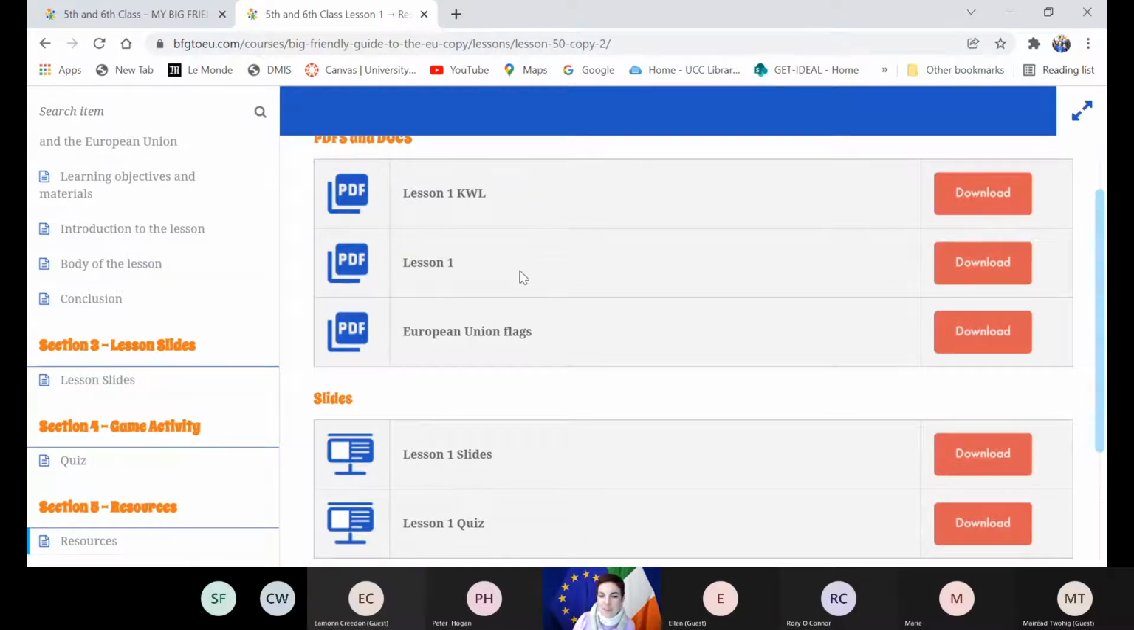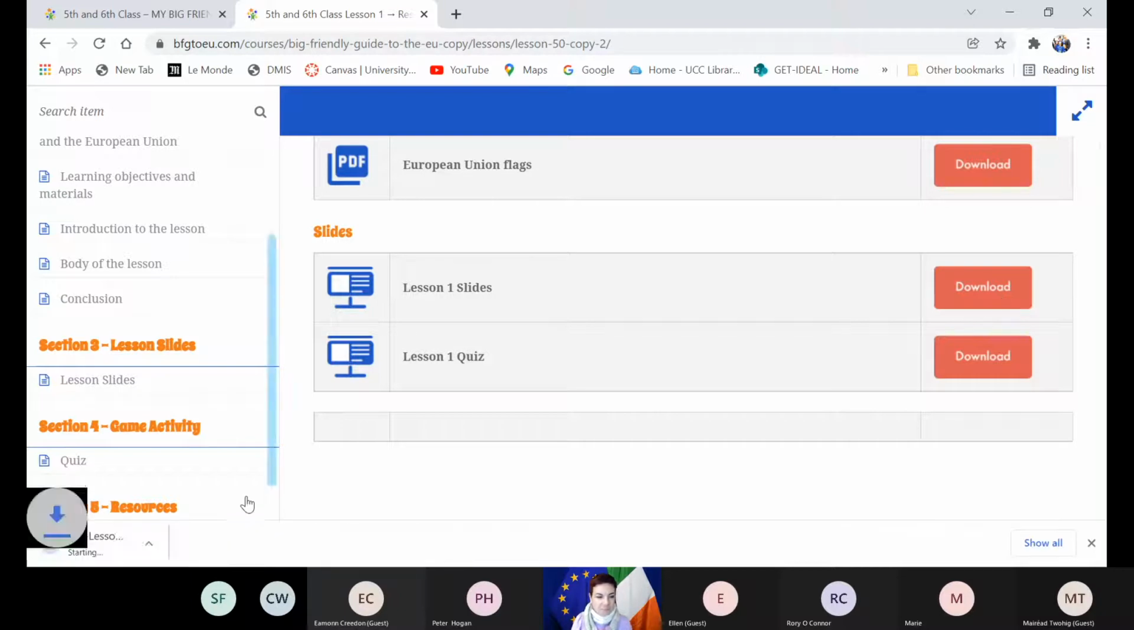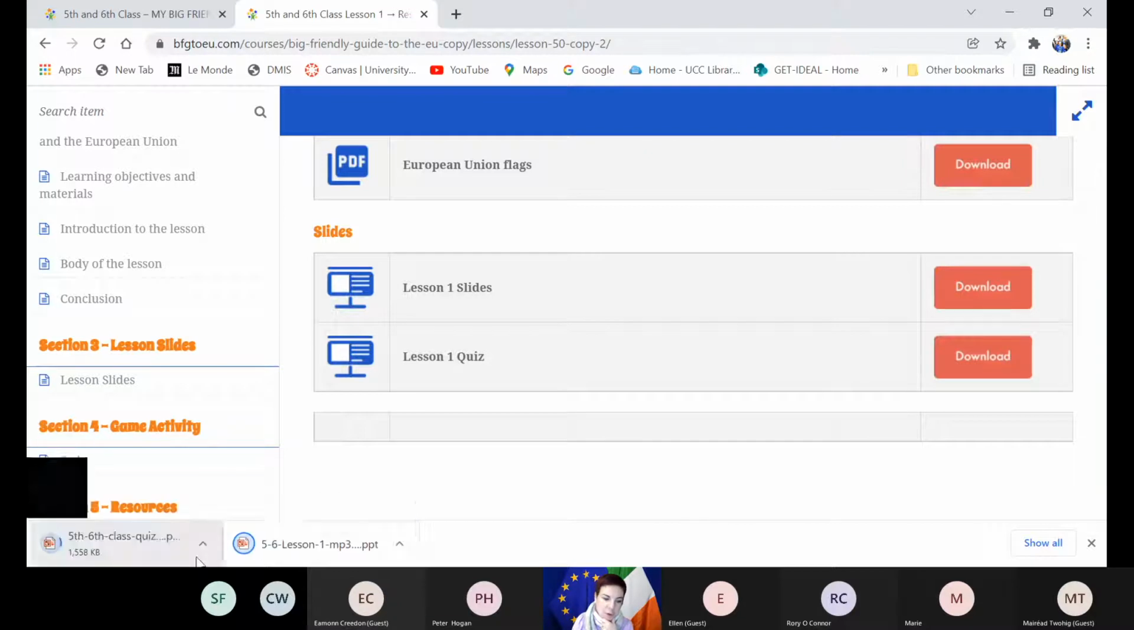So here you have the lesson plan that you can download. You have the European Union flags that you can download, cut out, etc. And here you have the slides that you can download, and the quiz. So if I click on slides here, you will have slides. Let me click on the quiz so that I show you as well. So I'm going to just come out of here because in Teams, I need to stop sharing and reshare every single one.